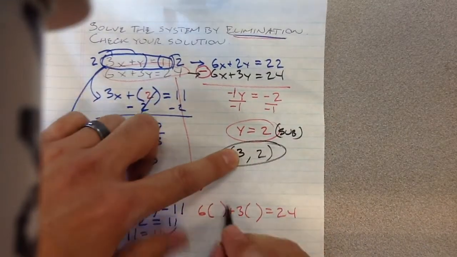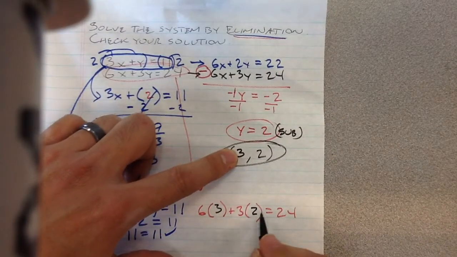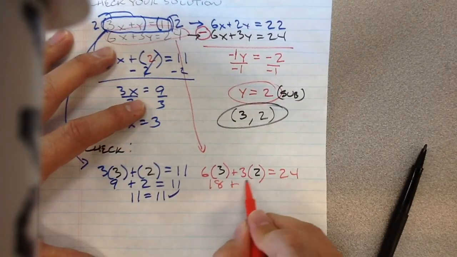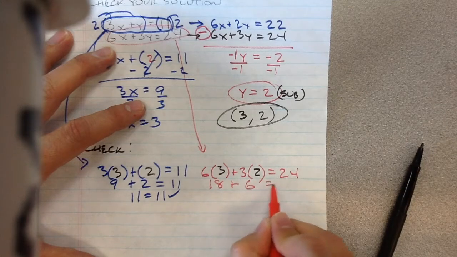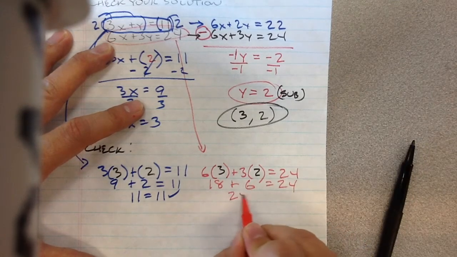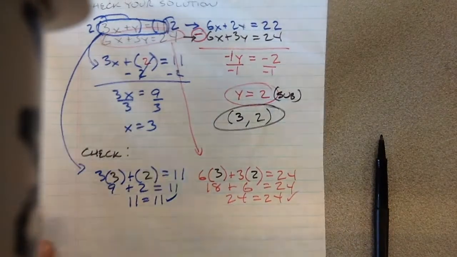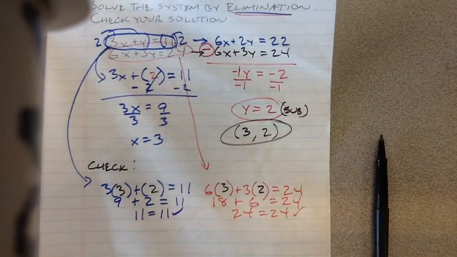Let's plug in our answers. X is 3, y is 2. And see, 6 times 3 is 18. 18 plus 3 times 2 is 6. 18 plus 6 is 24, which equals 24, so it checks out. So this is our solution to the system.